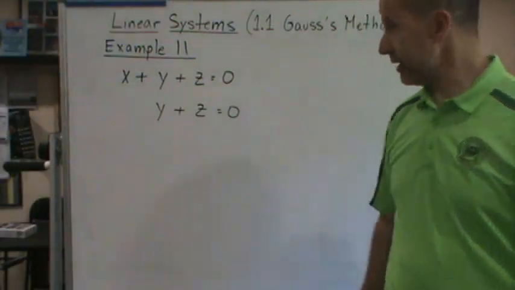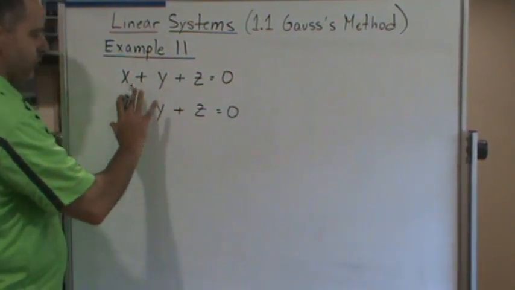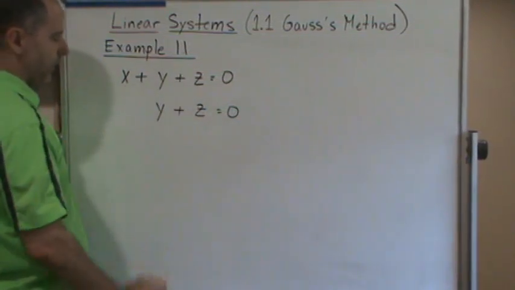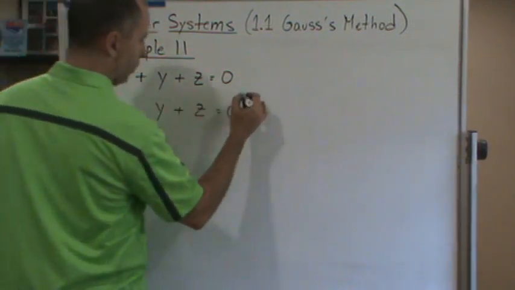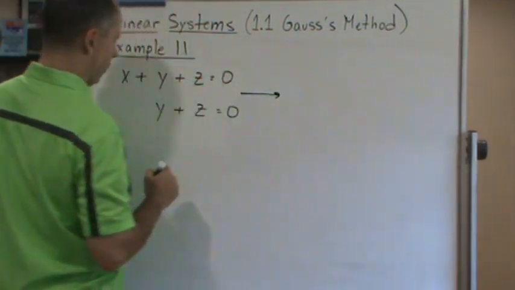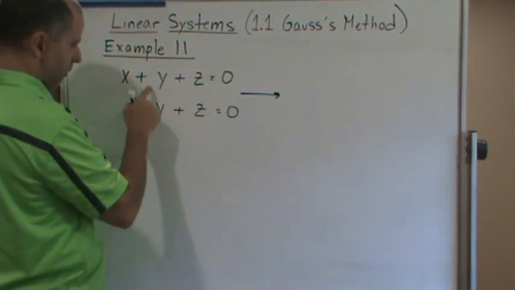All right, let's do this example here. In this case, we've got two equations with three unknowns. Okay, so let's go through our process. What are we going to do? Well, we've already got the x here, there's no other x's, so let's get rid of the y's.